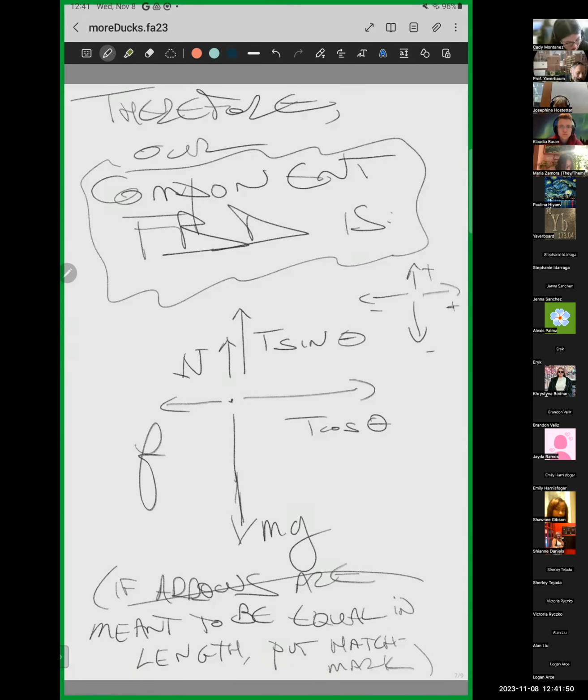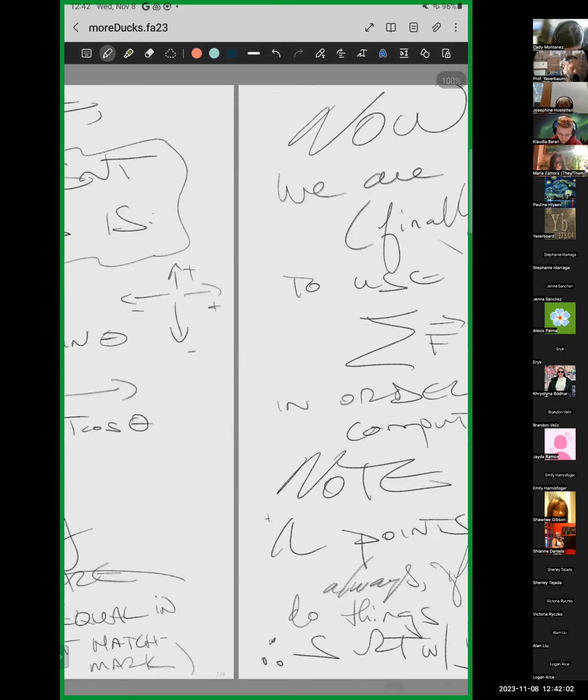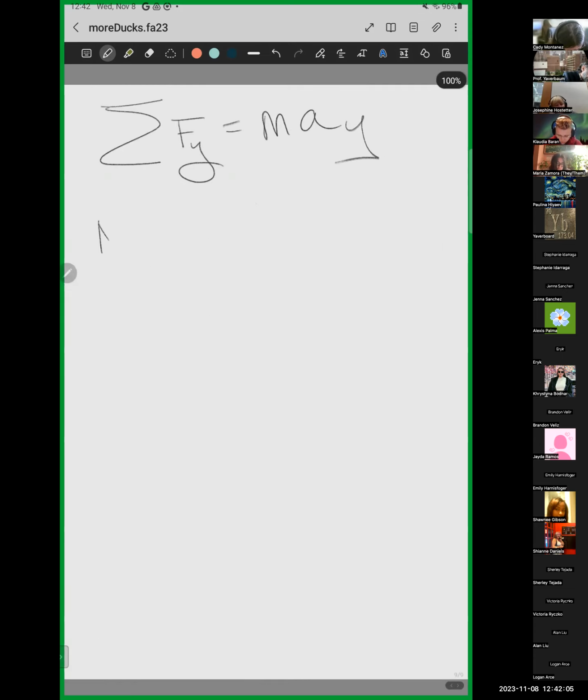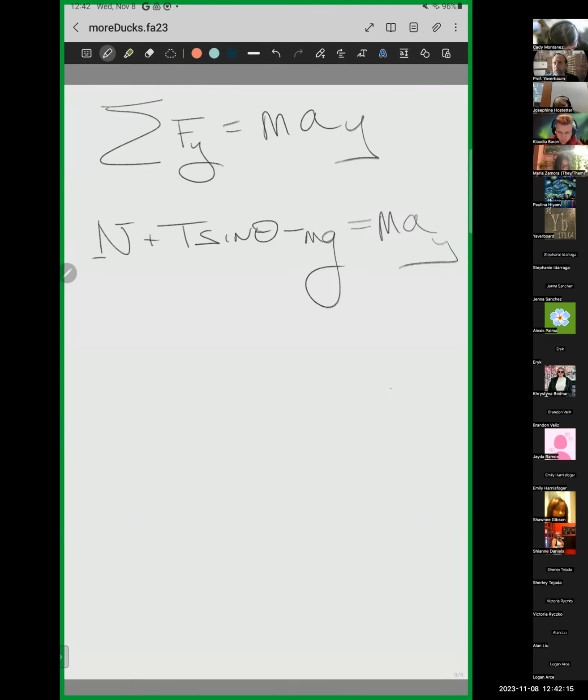So I look at that y-axis. I've got 2 forces pointing up, and I've got 1 force pointing down. The whole idea is F net means add up all the forces. So I'm going to add up all the forces, but I'm going to account for direction. So in the y-axis, I literally say N plus T sine theta minus mg, all that equals ma on the y-axis. That is my statement for the y-axis, right?